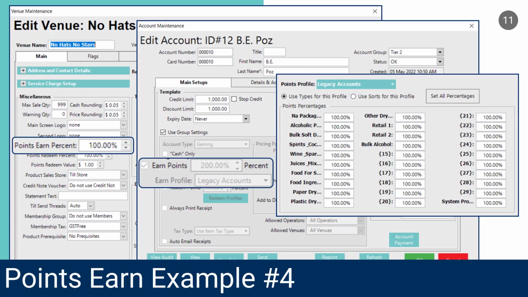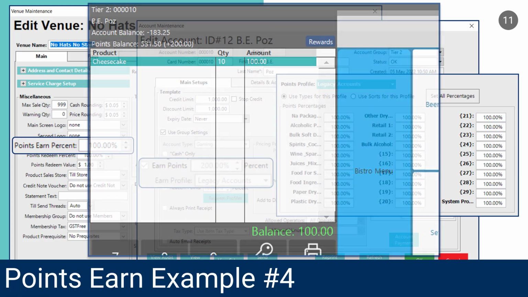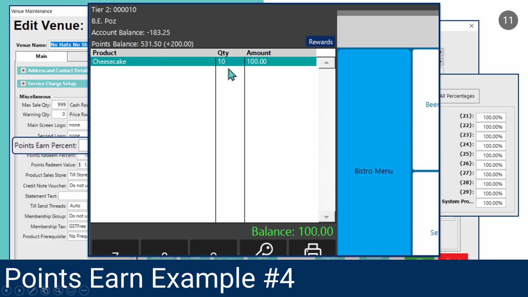But let's say there's an opposite scenario where an account group earns higher than 100%. So same as the last example for the points profile, and for the venue points earn, everything else is set to 100%. But now the account group, we're now onto tier 2. So BYOB is moving up here, and in this tier, they are earning points at 200%. Or to look at it another way, they are going to earn double points for all of their purchases. So here, for $100 worth of cheesecake, BYOB loves their cheesecake, they're going to earn 200 points.